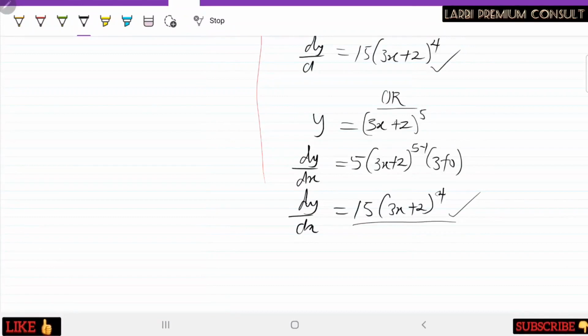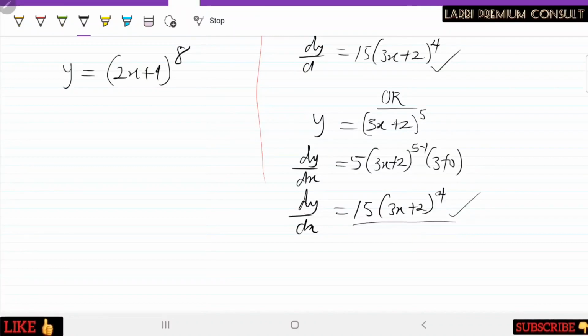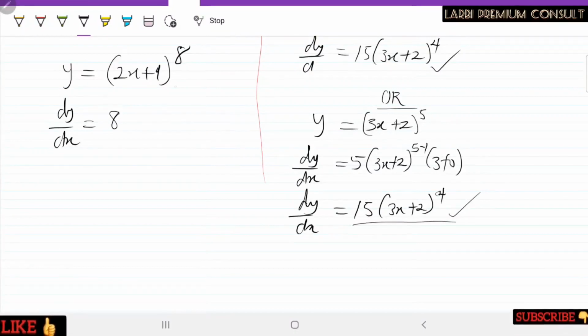So whichever of them you think is safer and faster, you can work with it, and that's going to be the way out. Like, let's try this. If I have y equal to, let's say, 2x plus 1 all to the power of, let's say, 8, you can use the chain rule, I can also use normal differentiation. With the normal differentiation, I can say that dy over dx is going to be the 8 multiplying the whole expression, and I'll differentiate the terms in the bracket individually.